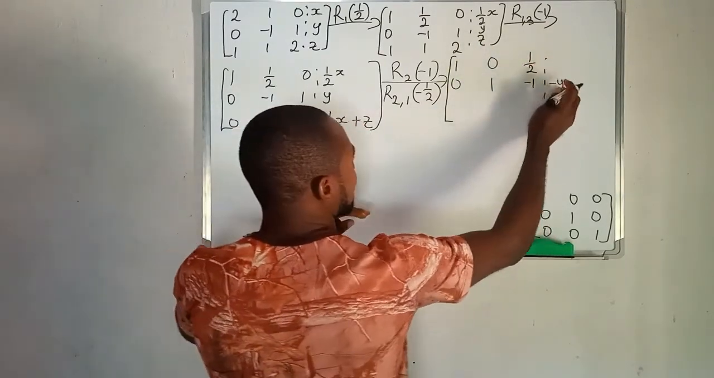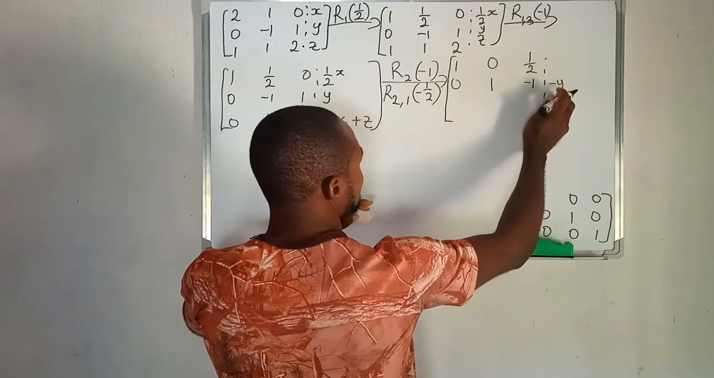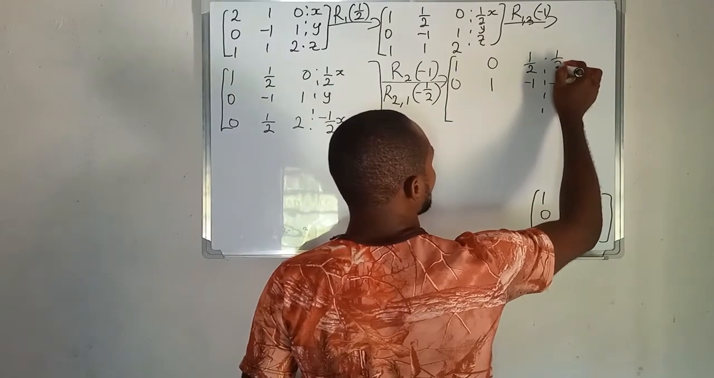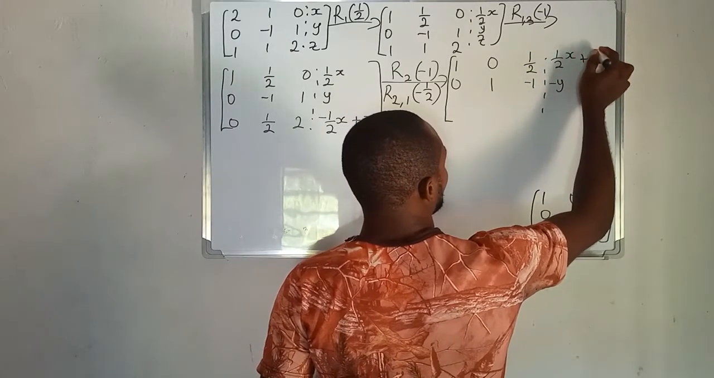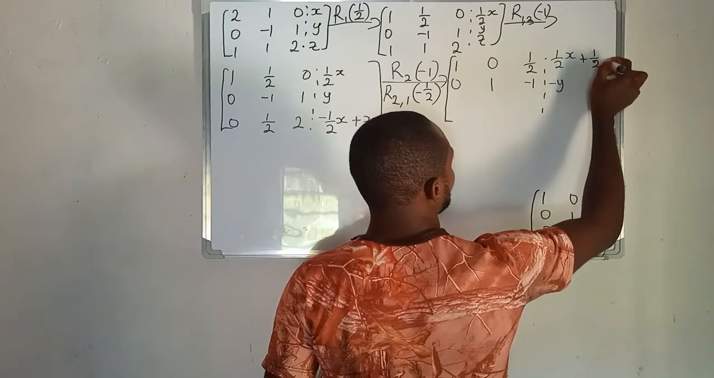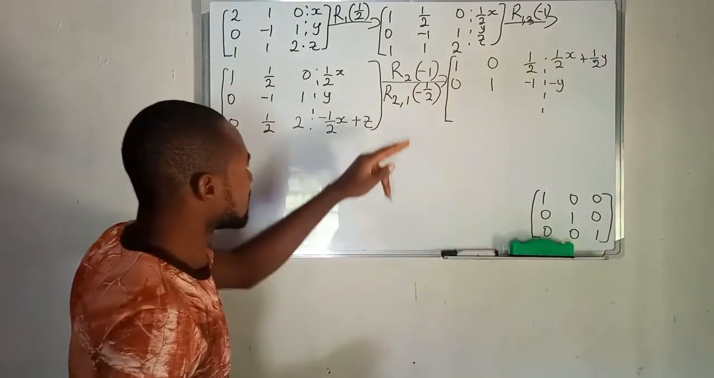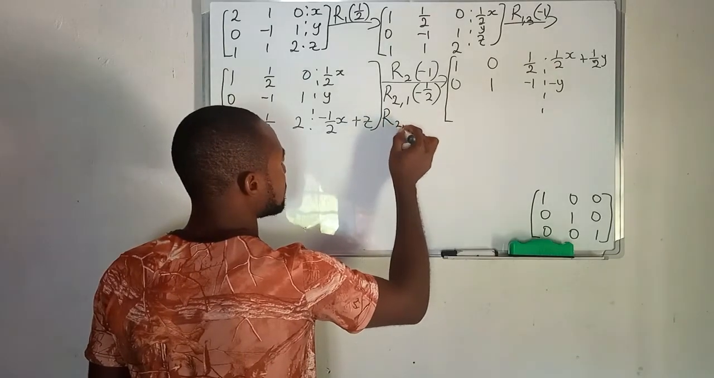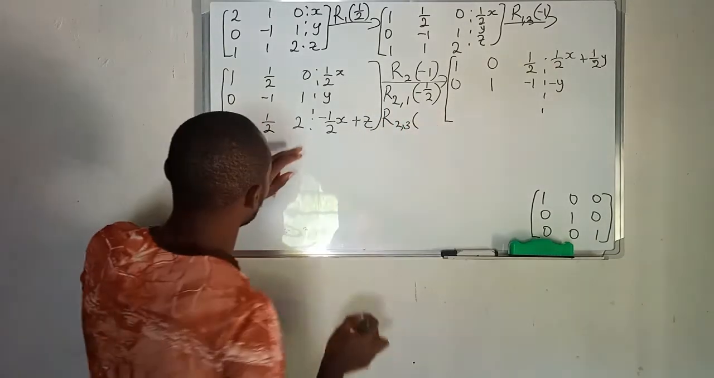And then minus half times this will give us half y plus this. And so we'll have 1 over 2x plus 1 over 2y. So we'll go to the third row. We try to use the second row to reduce the third row, and we'll have something like this.